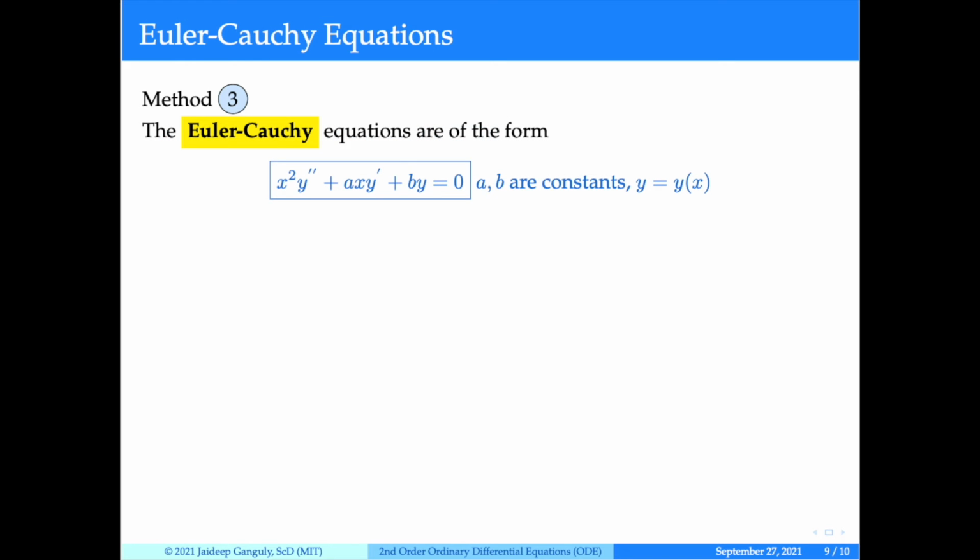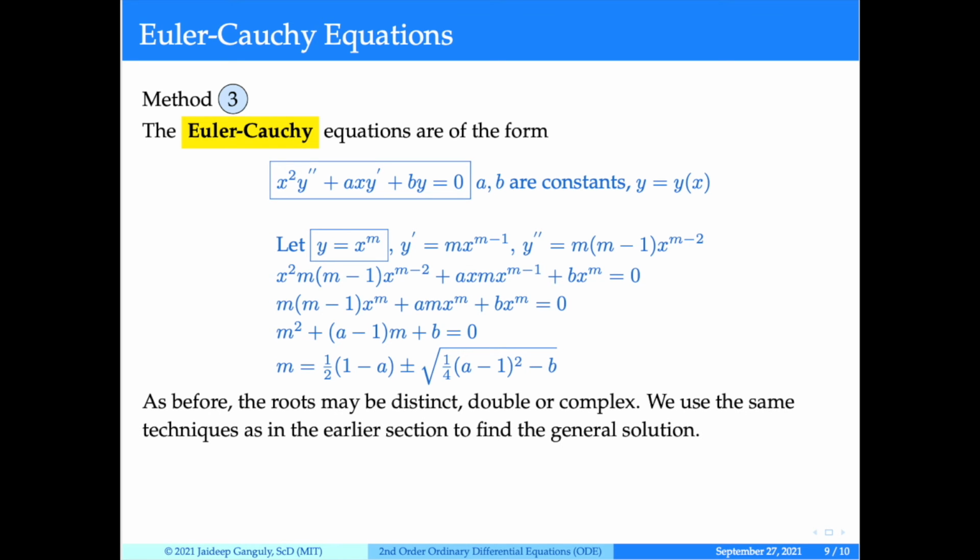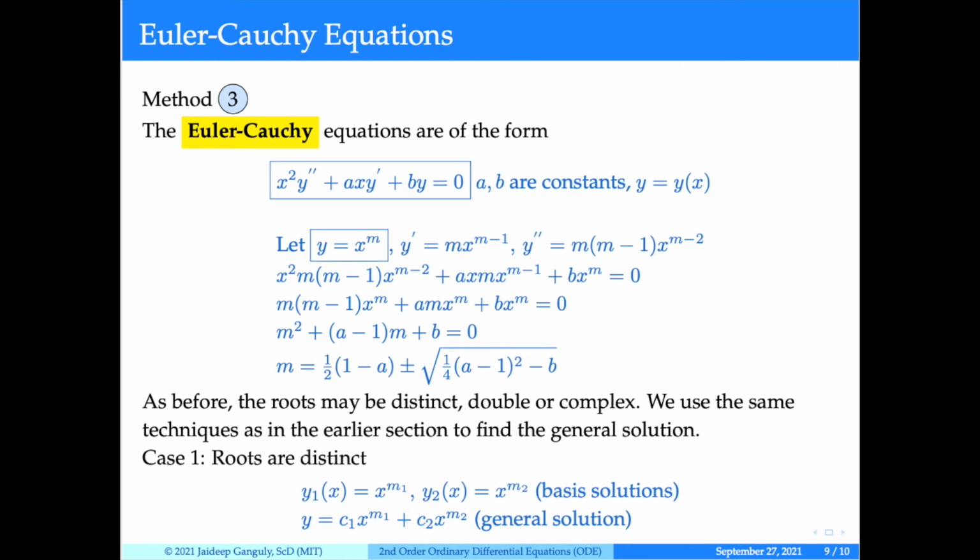The Euler-Cauchy equation is shown here. To solve this equation, we set y equal to x to the power m. This reduces the problem to finding the roots of a quadratic equation, which can be real, distinct, repeated, and complex conjugate.